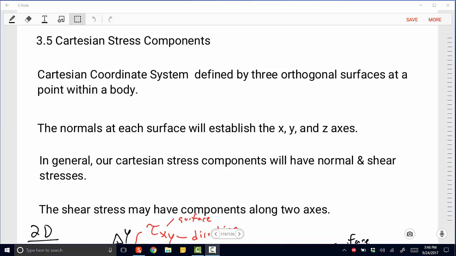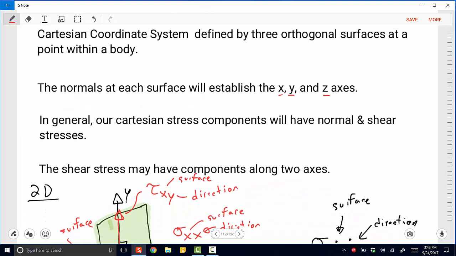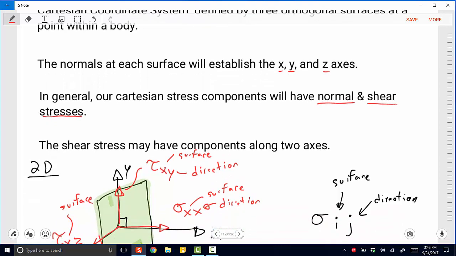A Cartesian coordinate system is defined by three orthogonal surfaces that act at a point within a body. When we think of a Cartesian coordinate system, we can think of the coordinate systems we know: the classic coordinate system consisting of x, y, and z axes. Now in general, stress in Cartesian components can be described as having both normal components as well as shear stress components, right? And our shear stress components may act along more than one axis, so they can act in two axes.